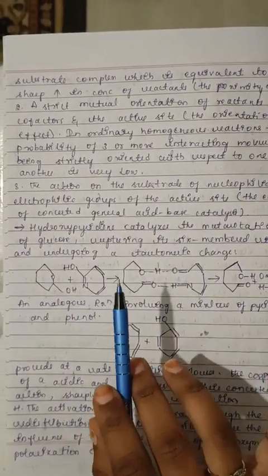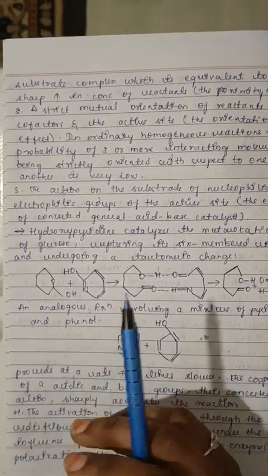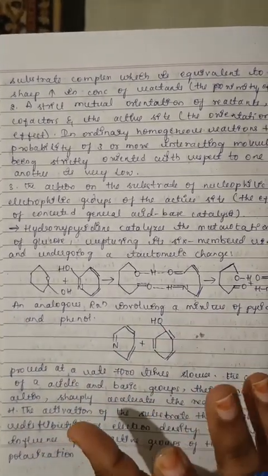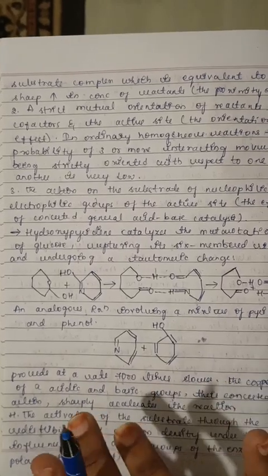In ordinary homogeneous reactions, the probability of three or more interacting molecules being strictly oriented with respect to one another is very low.